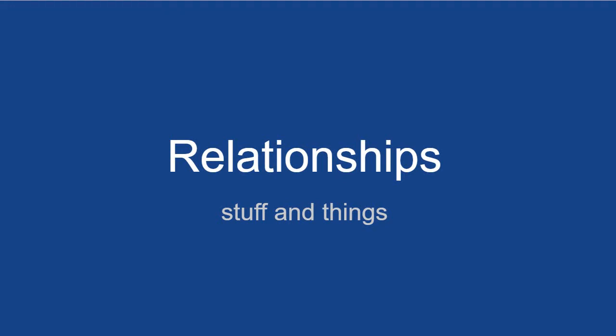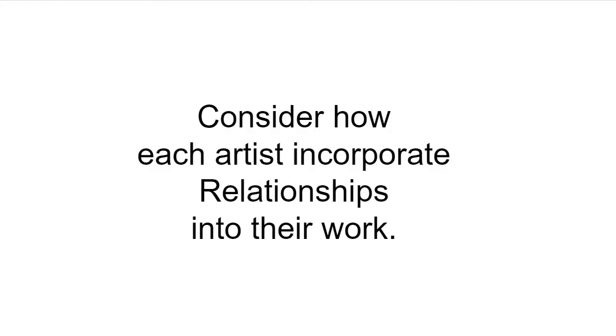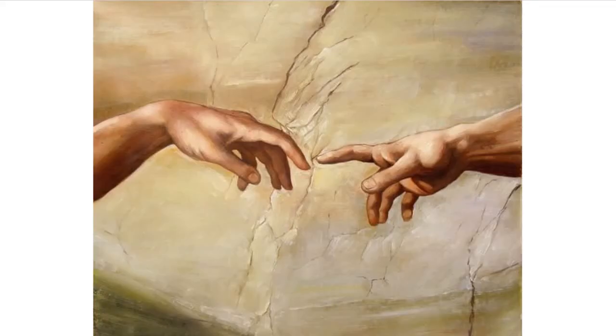All right, my art making friends, here's the thing: relationships as a theme. We're going to look at some of today's artworks, and I want you to consider how each artist incorporated the concept of relationship into their work. Starting number one, Michelangelo. It's from the Sistine Chapel Ceiling.